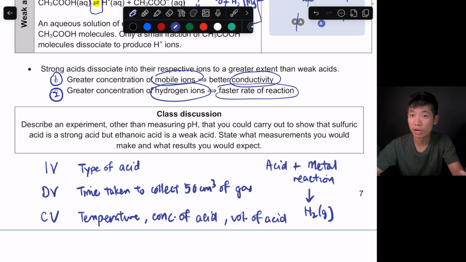All right, so this is just one way. There are other ways that you can think of, but this is just to get you started thinking about this problem. When we go into practical skills, we'll cover more of such questions, which are known as planning type of questions.